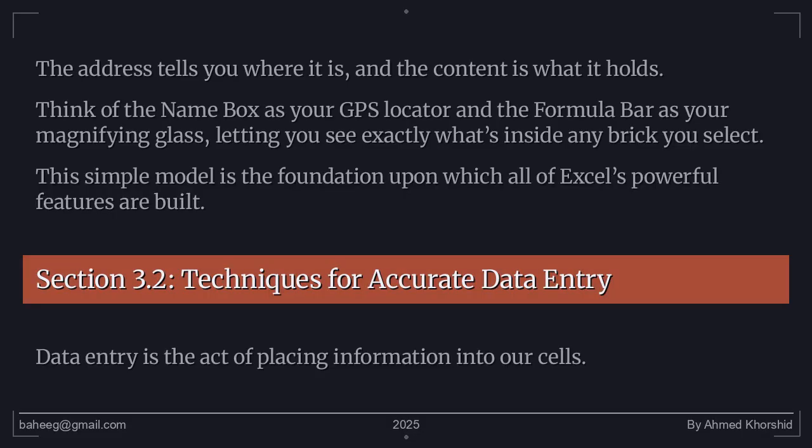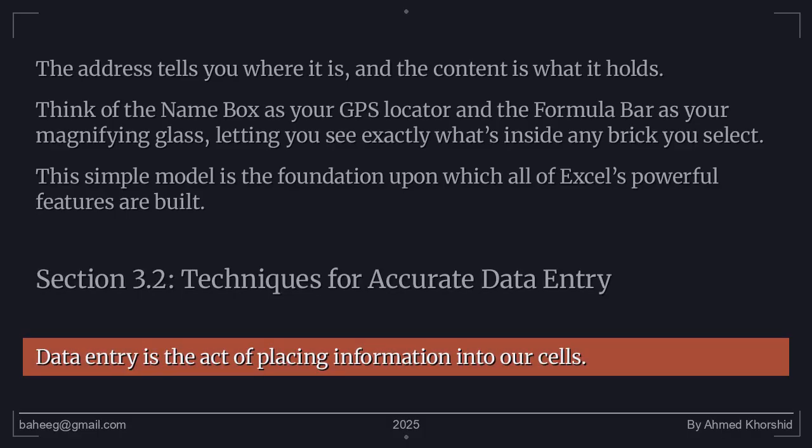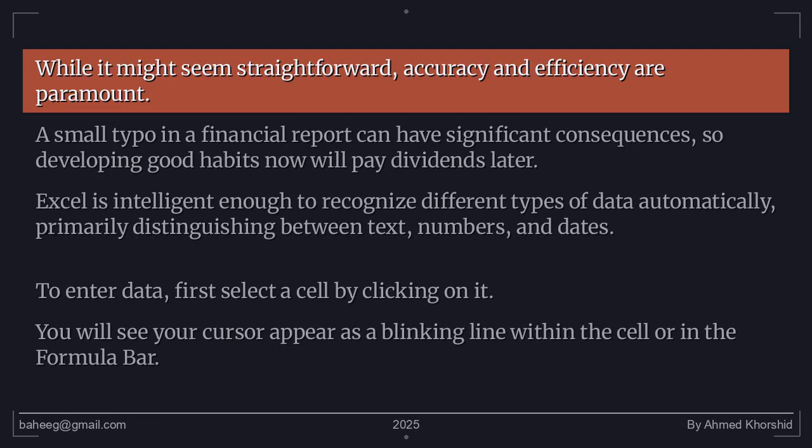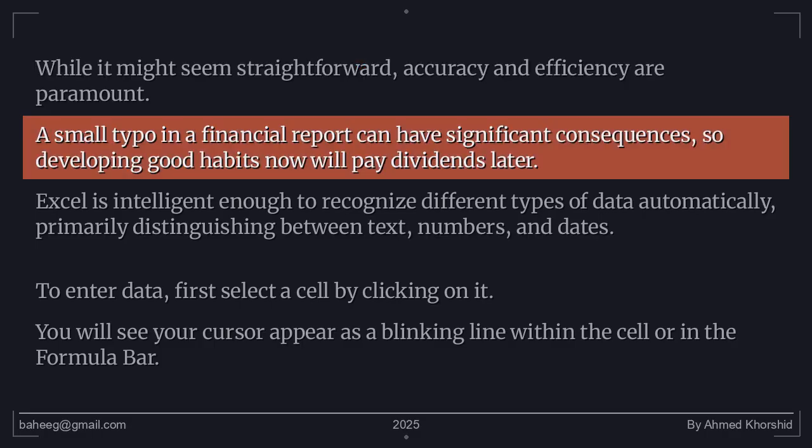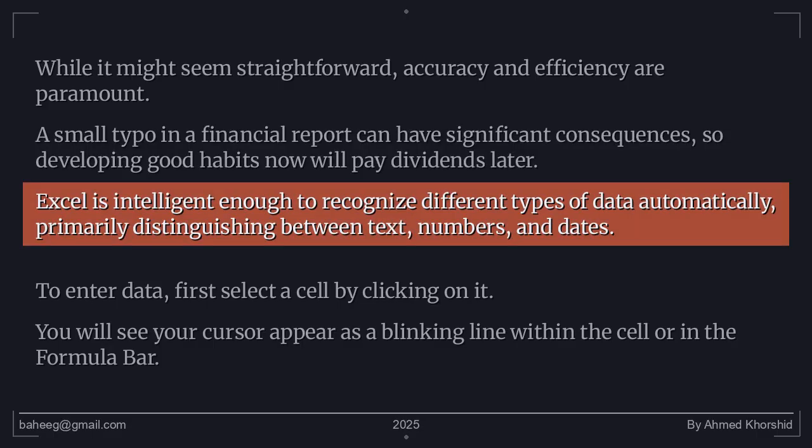Section 3.2 Techniques for Accurate Data Entry. Data entry is the act of placing information into our cells. While it might seem straightforward, accuracy and efficiency are paramount. A small typo in a financial report can have significant consequences, so developing good habits now will pay dividends later. Excel is intelligent enough to recognize different types of data automatically, primarily distinguishing between text, numbers, and dates.